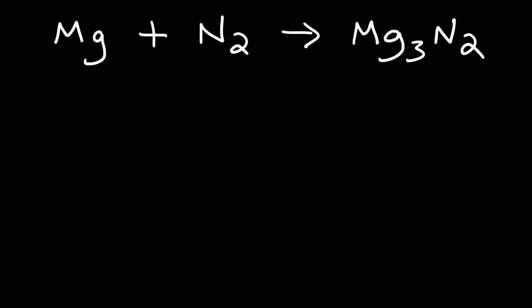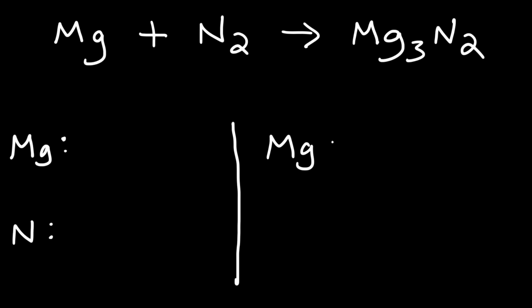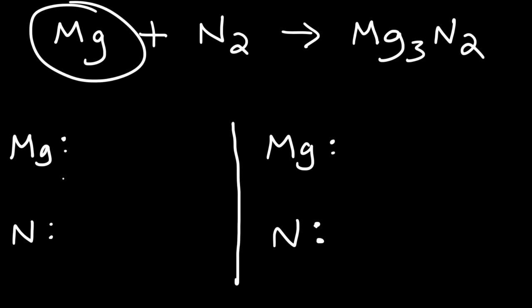We need to make sure that the number of atoms on the left side is equal to the number of atoms on the right side. So what we're going to do is list out the number of magnesium and nitrogen atoms on the left side as well as on the right side. On the left side, I only have one magnesium atom. If you don't see a number here, then the coefficient is 1. And also, if you don't see a small number here, the subscript is assumed to be 1.